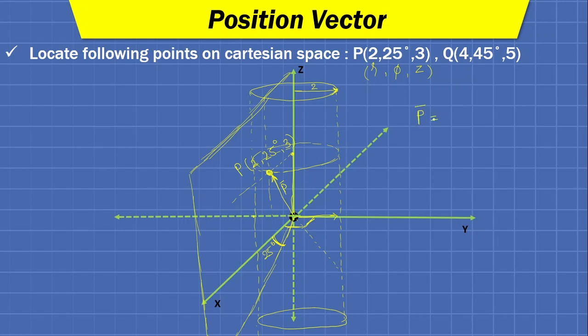In vector representation we can represent the vector P bar as 2 aR bar plus 25 degree. It is common practice to convert this degree into radian. Fine. So that in multiplication and division we can operate the value of angle with numerical values. So P bar equals 2 aR bar plus 5 pi by 36 a phi bar plus 3 aZ bar. Okay. So this is how we can represent any point in the cylindrical coordinate system with known R, phi and z coordinates. Now this point Q (4, 45 degree, 5), I am giving you a chance to represent the same.